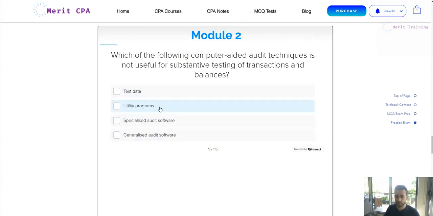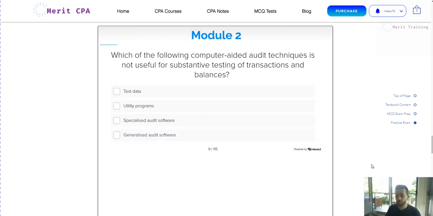Now these other programs over here, utility programs, specialized audit software, generalized software, these are software that can be used for data access and manipulation, and you can do substantive testing based on these programs. For example, maybe it's a modeling program which takes a little bit of data and then extrapolates it across the business and estimates what the closing balance is. So you can do that with utility programs, specialized audit software and generalized audit software. So that's the logical way of approaching the question.